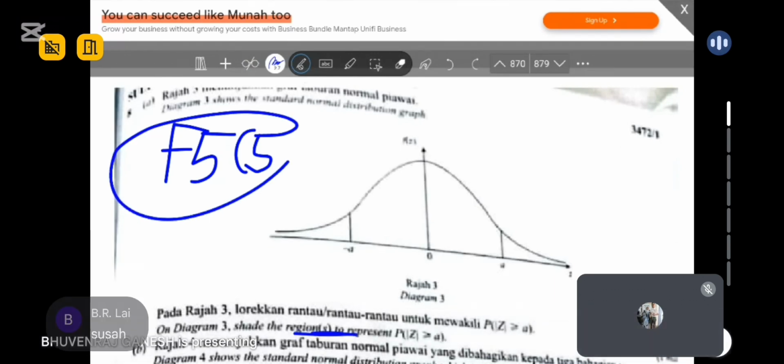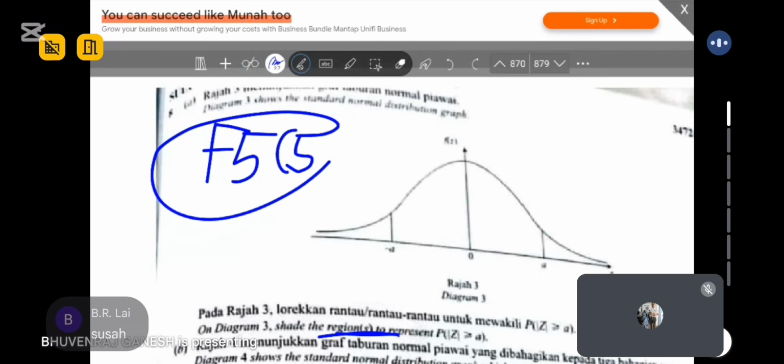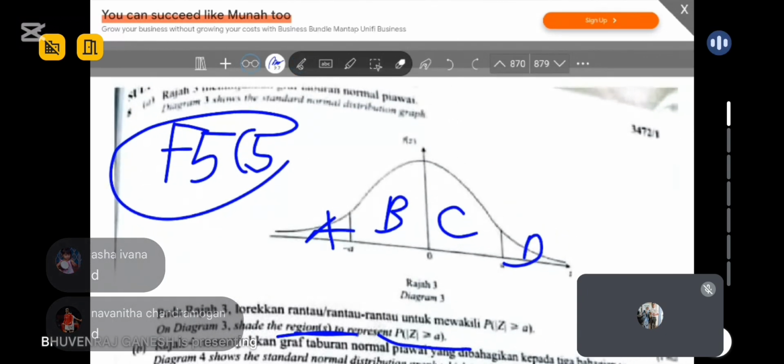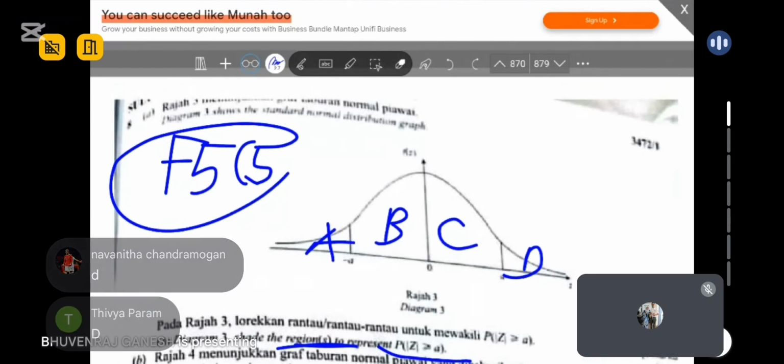Okay, guys, first question. They ask you to shade the region that represents this equation. So may I know which part you will shade, guys? Okay, A, B, C, D. Tell me the answer you will shade. Congratulations, guys. You all got the trick already.